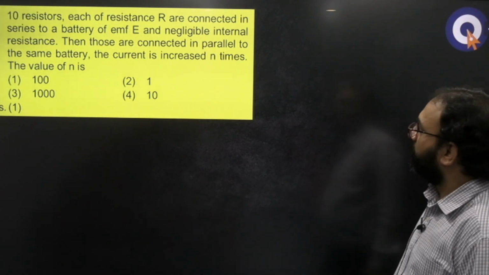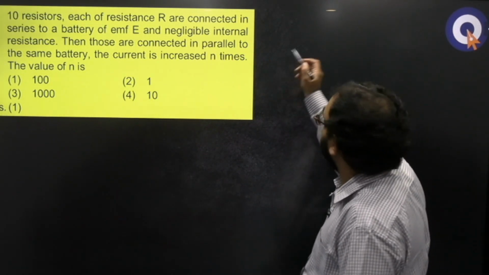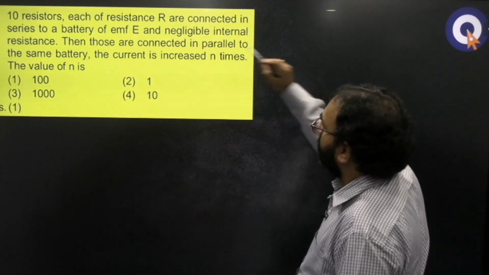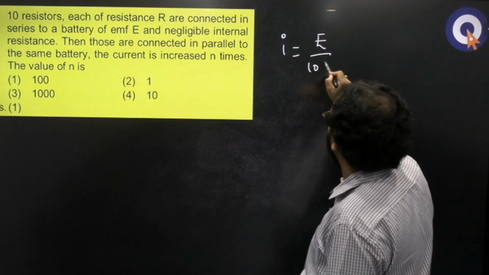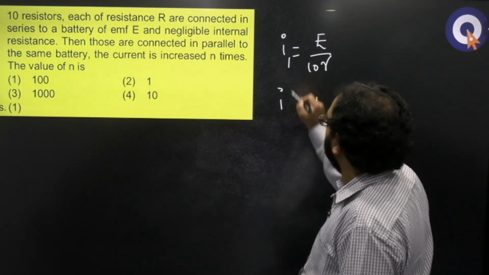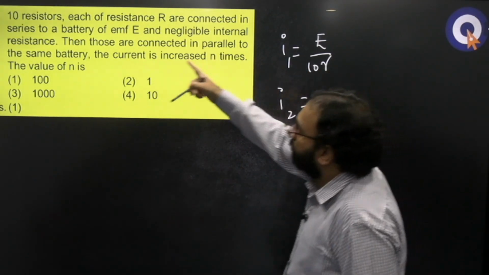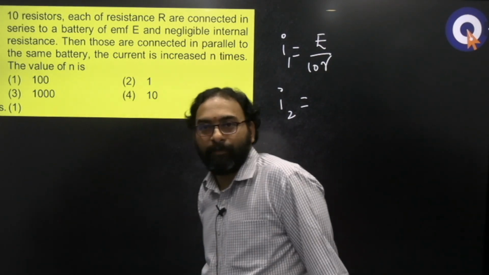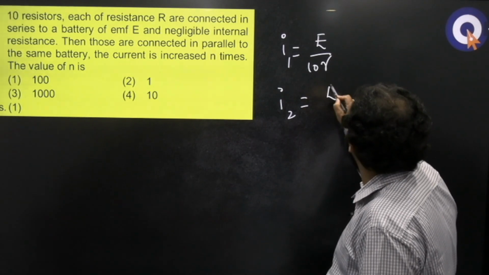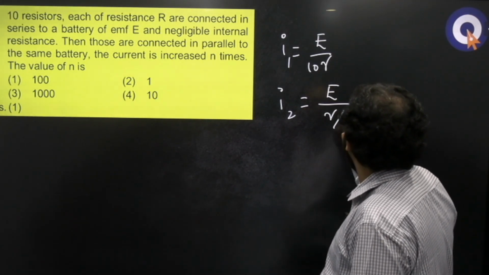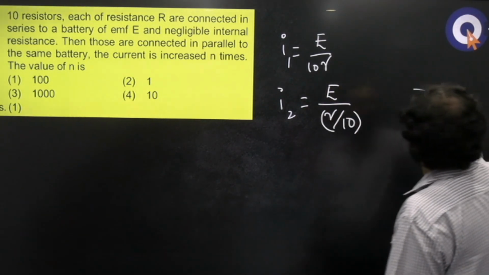Ten resistors, each of resistance R, are connected in series to a battery of EMF E. So I is equal to E by 10R. Next, second current. Next time these resistors are connected in parallel. So E by parallel resistance is what? R by 10. Why R by 10?